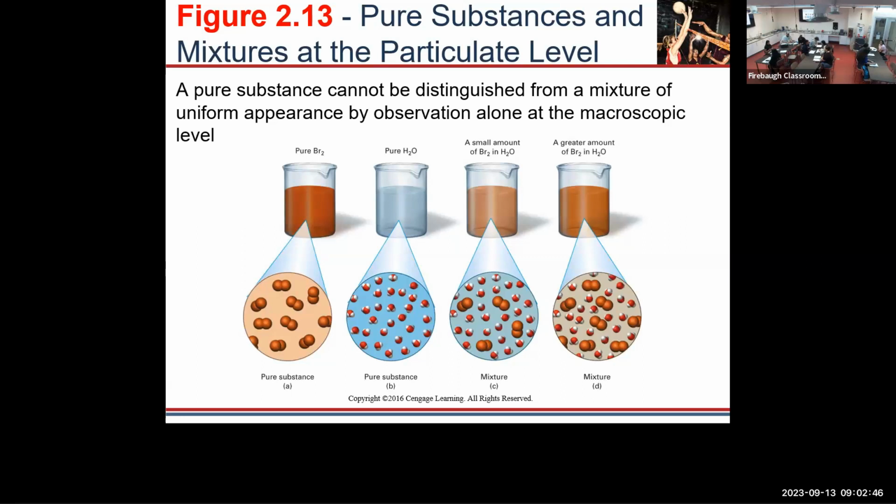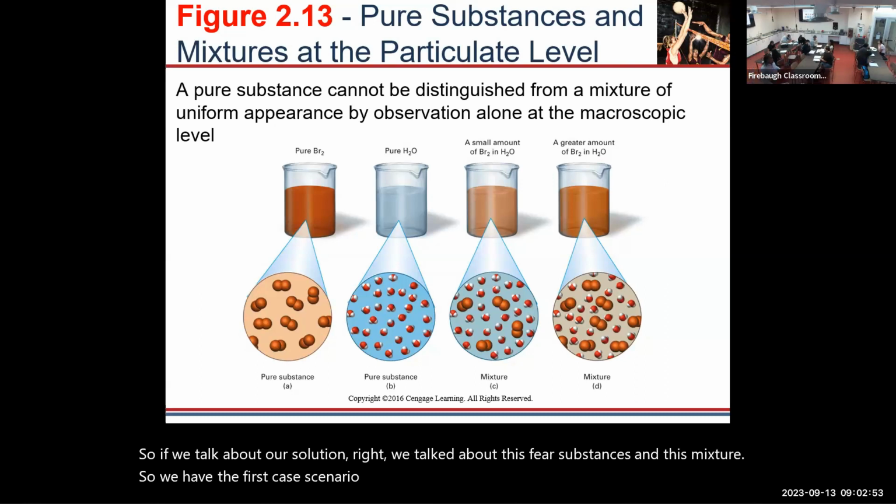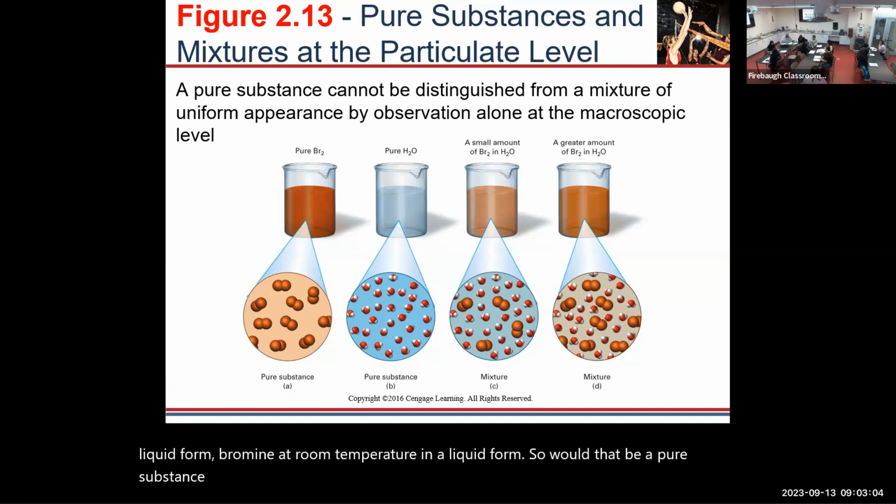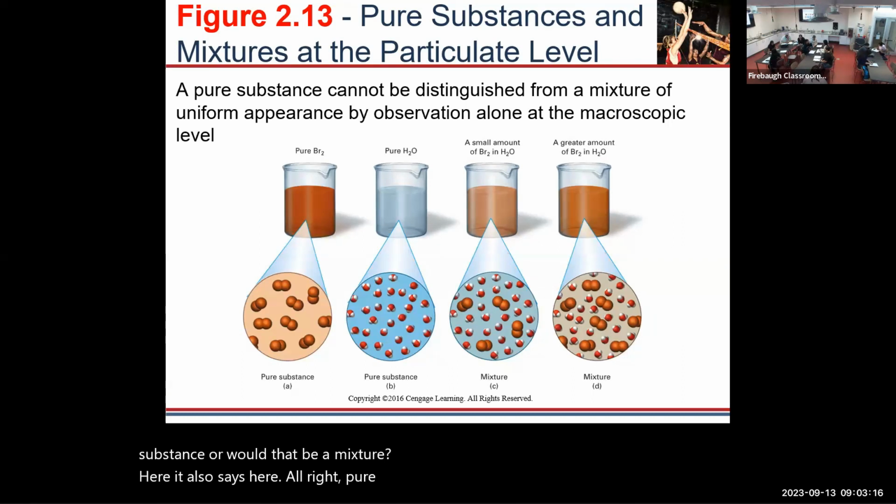So if we talk about our solutions, we talk about pure substances and mixtures. We have the first case scenario: bromine. Bromine at room temperature is in a liquid form. So would that be a pure substance or would that be a mixture? Pure. Pure bromine, sorry, not bromide, bromine.